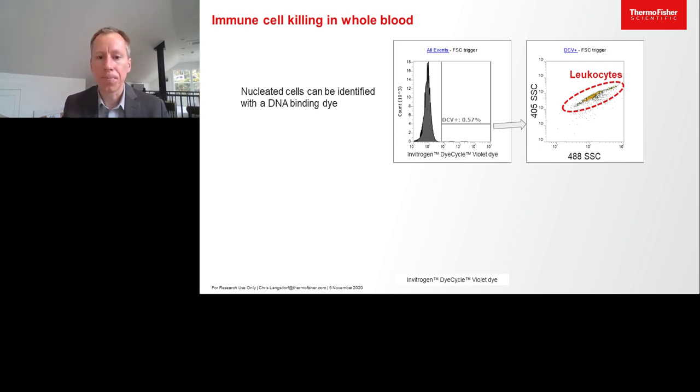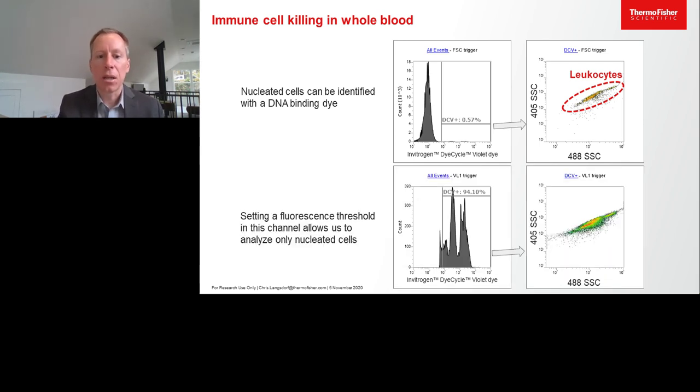Now, with flow cytometry, we have the ability to set a fluorescence threshold and teach our instrument to essentially ignore cells, in this case, that lack a nucleus. And so we can now analyze whole blood by flow cytometry, but only capture events if they contain a nucleus. And so we can build on this and now attempt to incorporate our immune cell killing assay in whole blood.